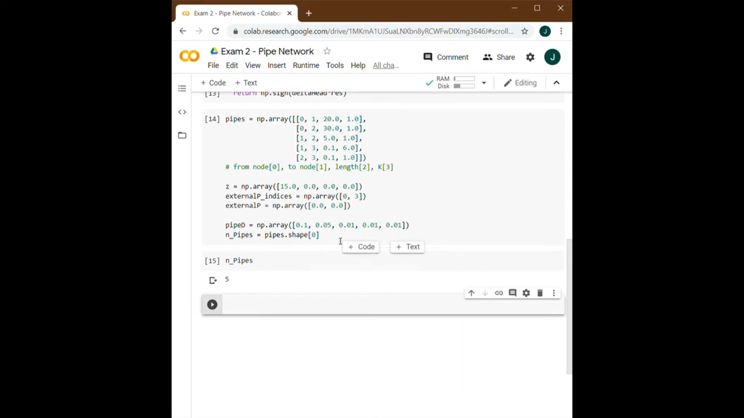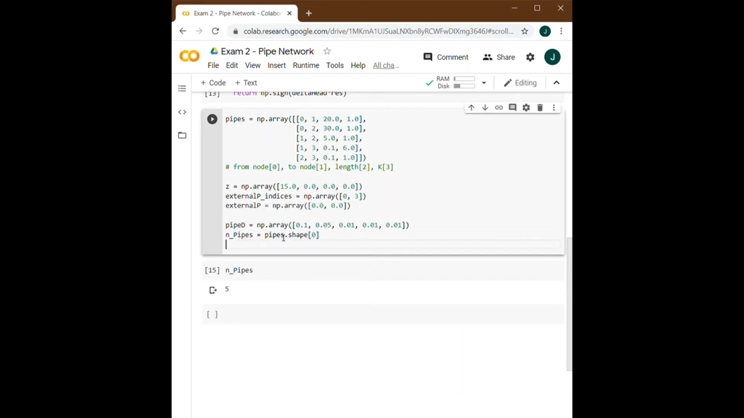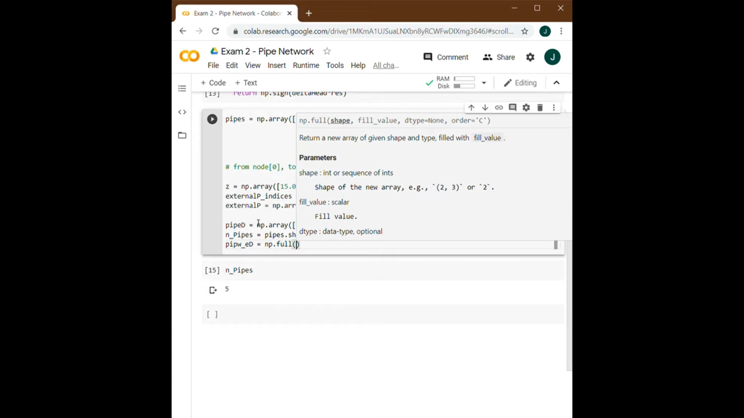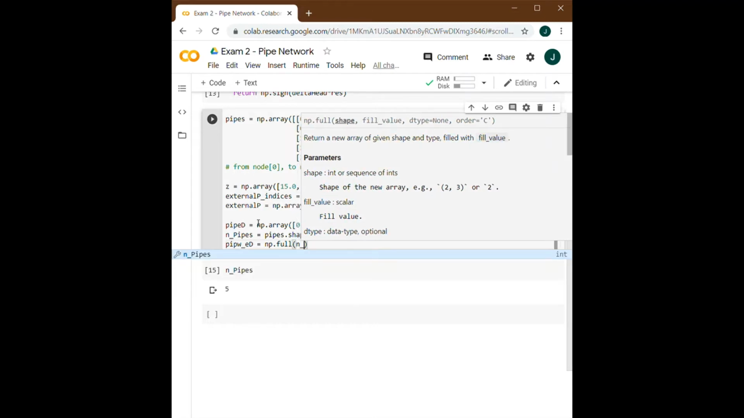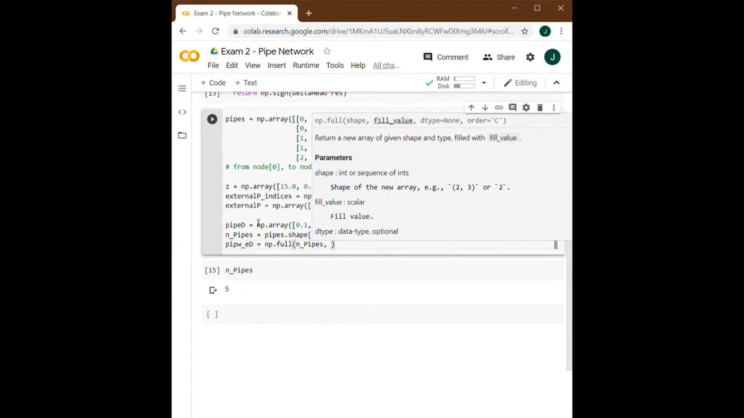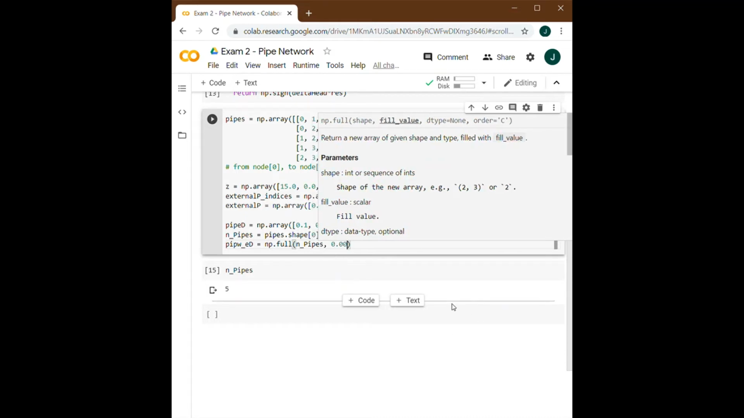That looks good. So now we're going to use this number of pipes that we just calculated and create an array for our roughness. So we're going to use the numpy.full function. And we're going to use our n pipes. And then we're going to throw in our given information, 0.001. So 0.001.